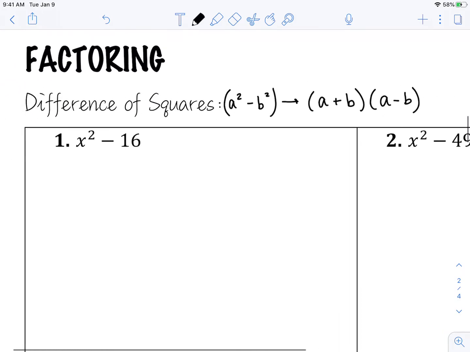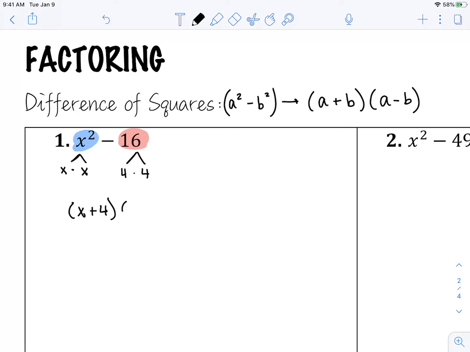So what that means, on our first one, well, that's a square term because x times x is equal to x squared. And it's subtracting another perfect square because 4 times 4 is 16. So all that turns into is x plus 4, x minus 4.